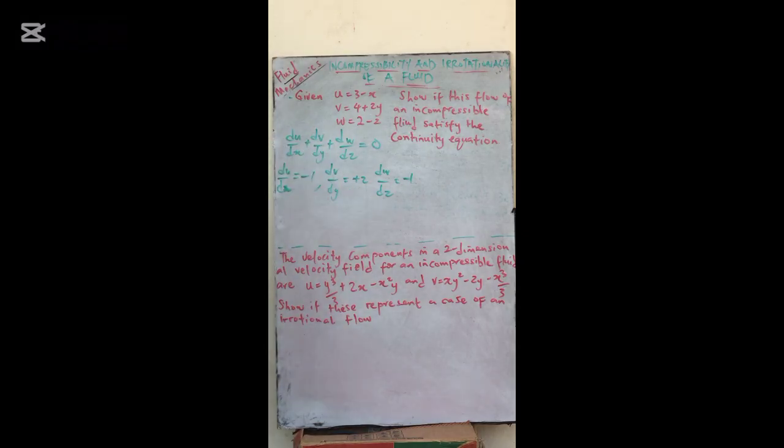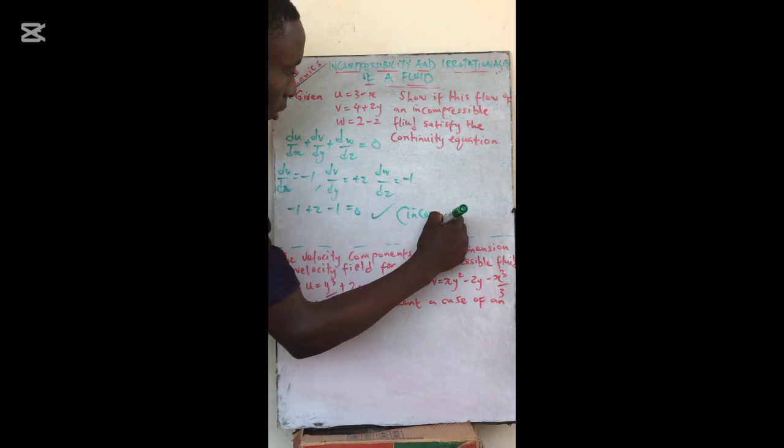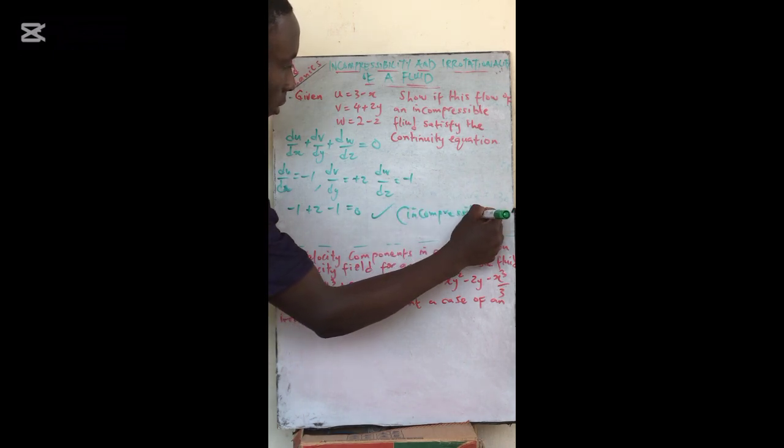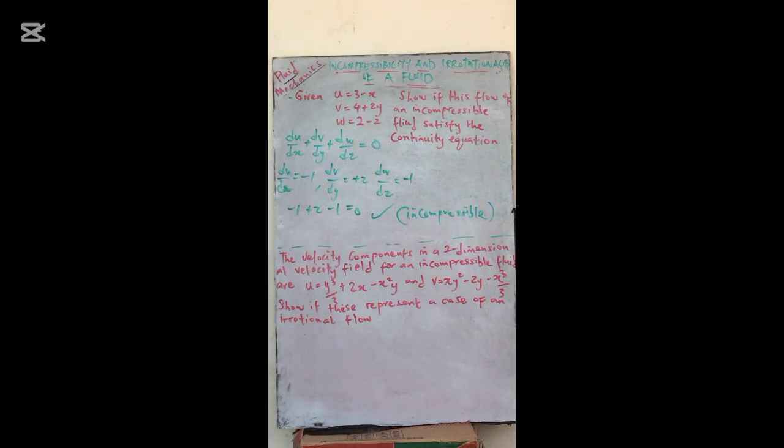So let us put the equation together and see whether it is incompressible. We have minus 1 plus 2 and minus 1. Is this equal to 0? Let's calculate. Yes, it is equal to 0. Minus 1 minus 1 is minus 2, and minus 2 plus 2 will give us 0. So that means yes, it is incompressible. We have confirmed it satisfies the continuity equation. It satisfies this equation, so it is incompressible.